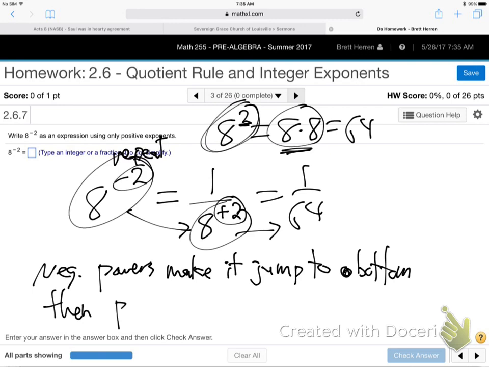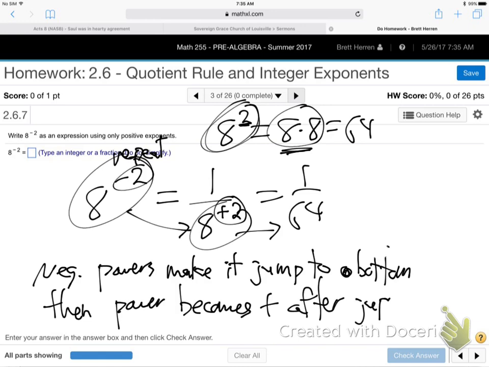Then the power becomes positive after the jump. In fact, let me be more clear. Instead of the bottom, it jumps to the other side. Now, what do I mean? Well, I mean if it started on the bottom as a negative power, it would actually jump to the top and then become positive.